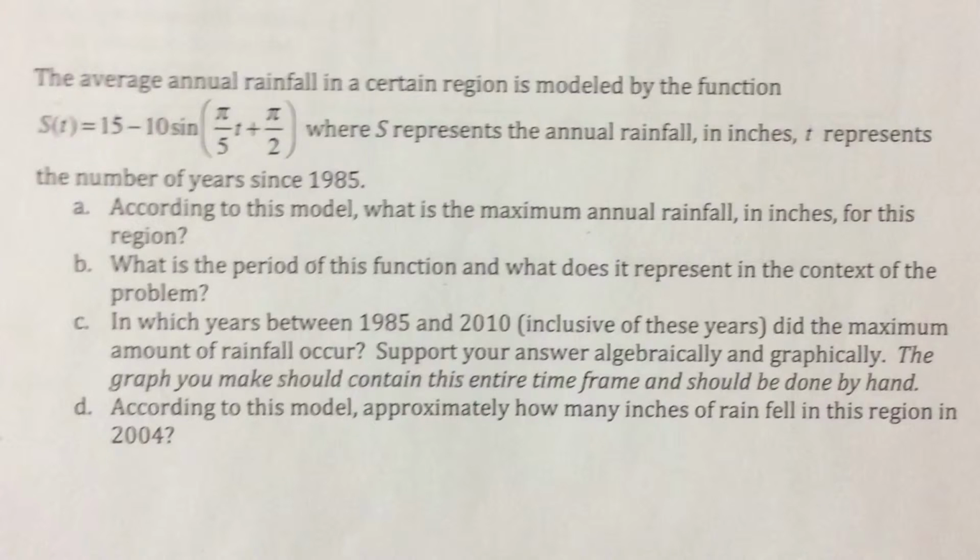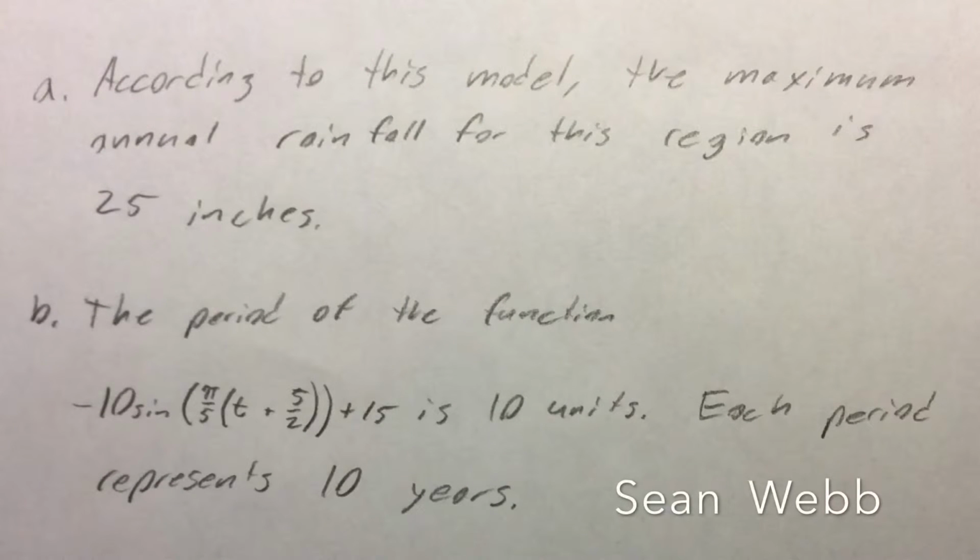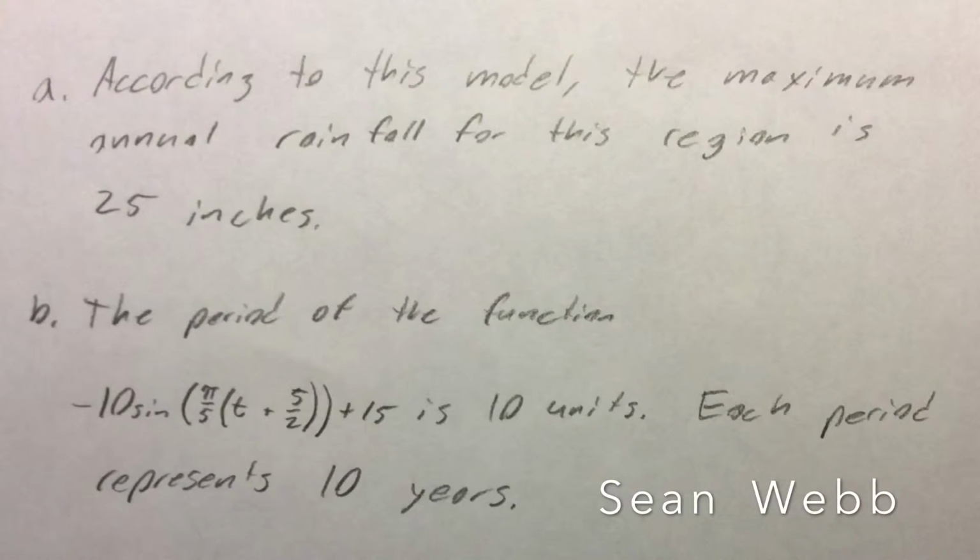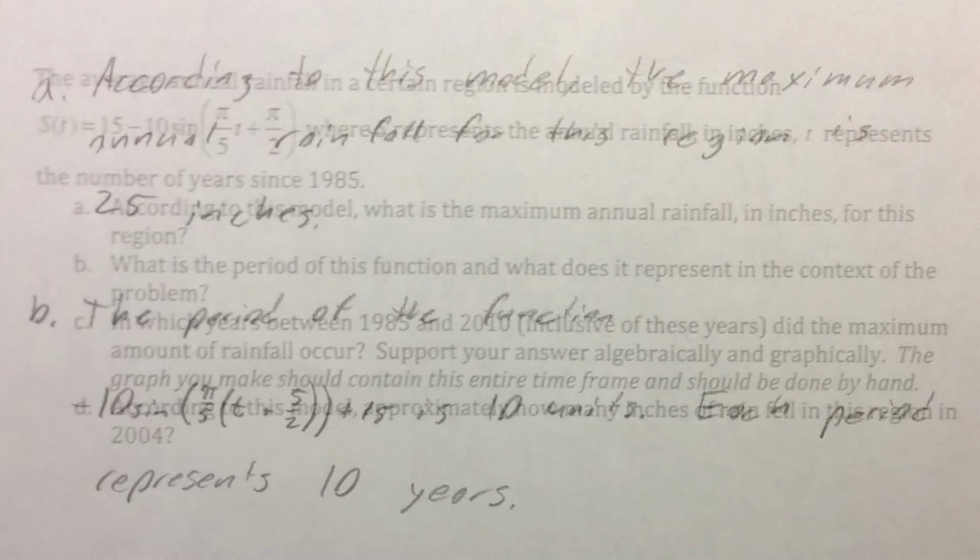Question A asks, according to this model, what is the maximum annual rainfall in inches for this region? According to this model, the maximum annual rainfall for this region is 25 inches.